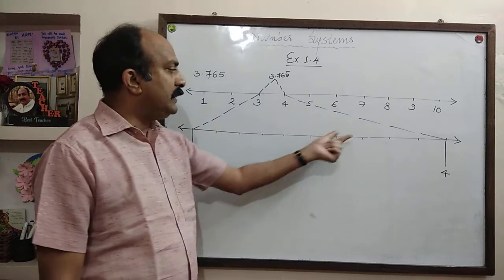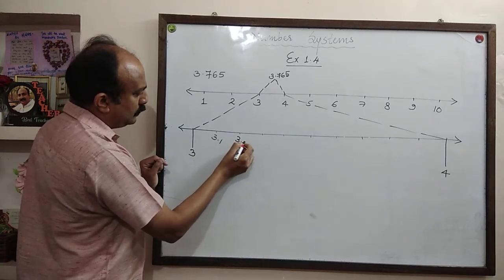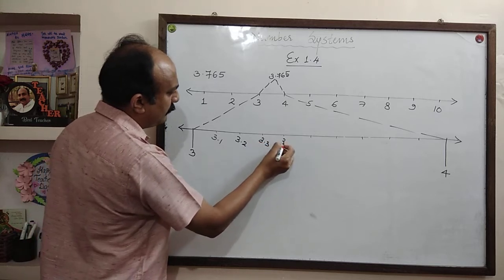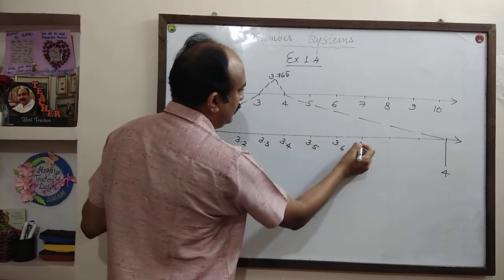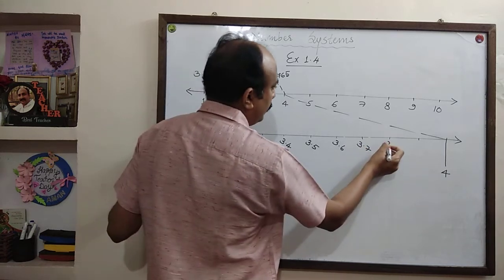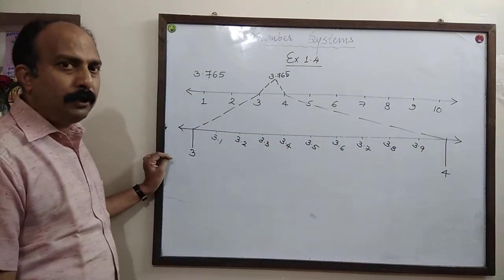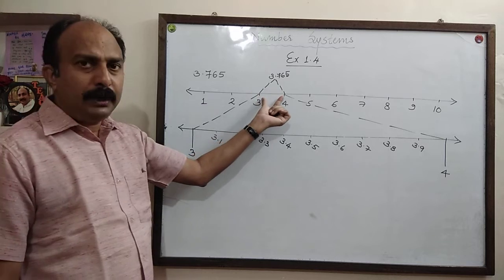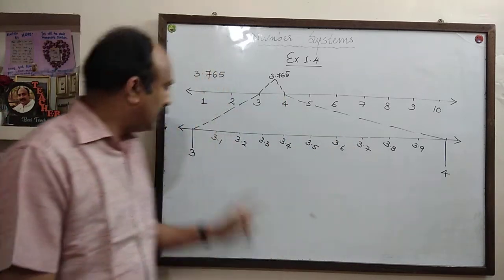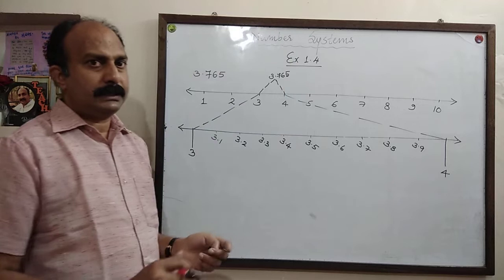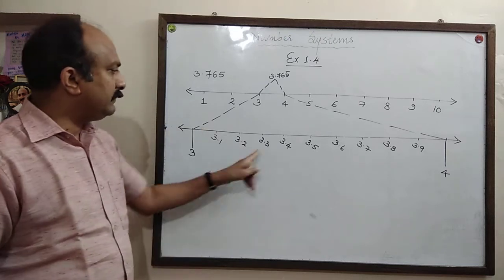So what will be the value of each of these points? 3.1, 3.2, 3.3, 3.4, 3.5, 3.6, 3.7, 3.8 and 3.9. I hope you understood this step. This one unit portion is magnified 10 times. So this is 3 and this is 4. Show 3 and 4 by longer lines. Now divide it into 10 equal parts by using a scale. So each of them will be like this.